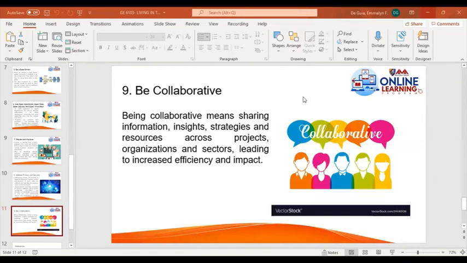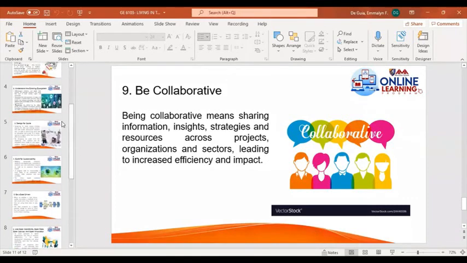Okay, so those are the 9 principles that we need to know when we want to engage in digital development.